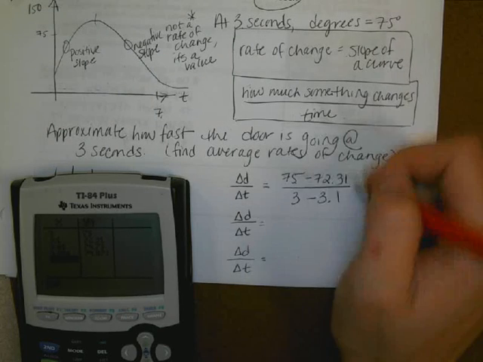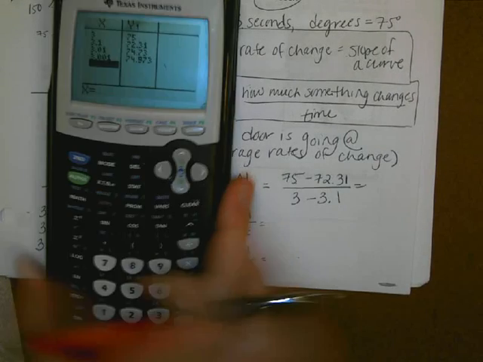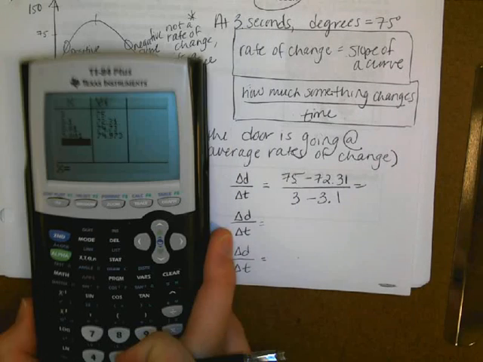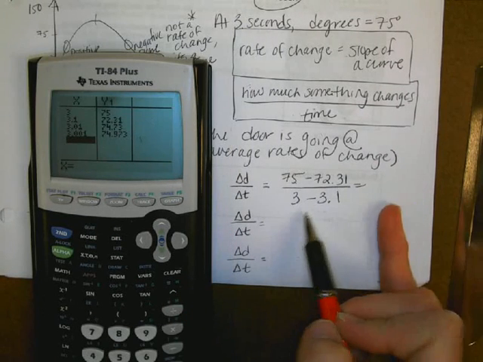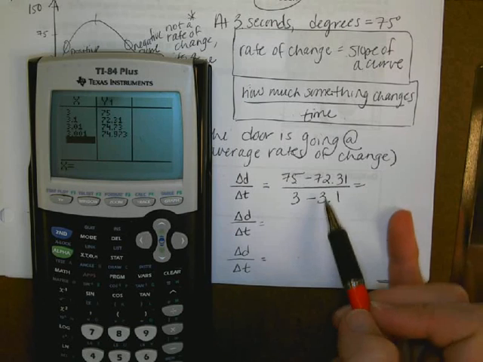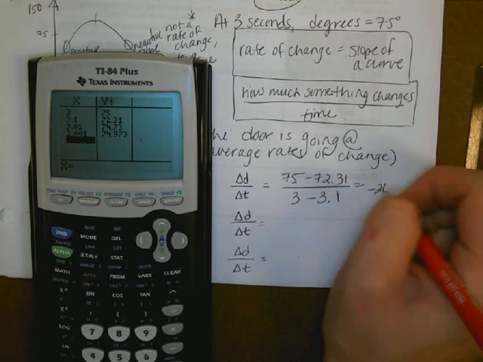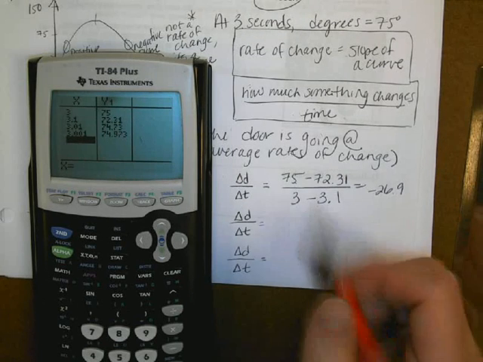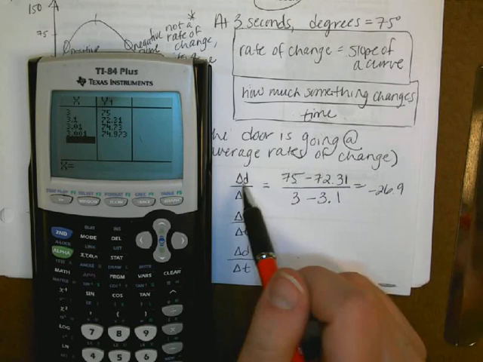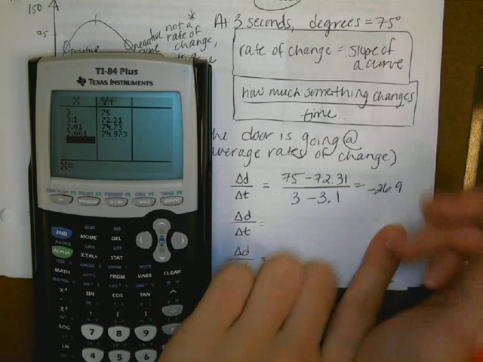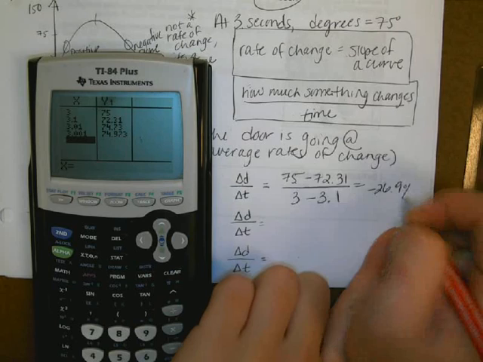And that just makes sure that your positives and negatives are correct. Okay, and then we're going to subtract on the top, divided by the subtract on the bottom. When you do that, you end up getting negative 26.9. And we're going to include units here. So my change in degrees would be degrees, and then this represents seconds.